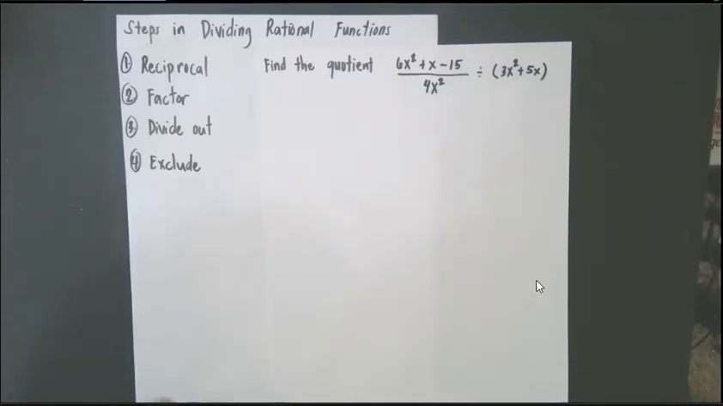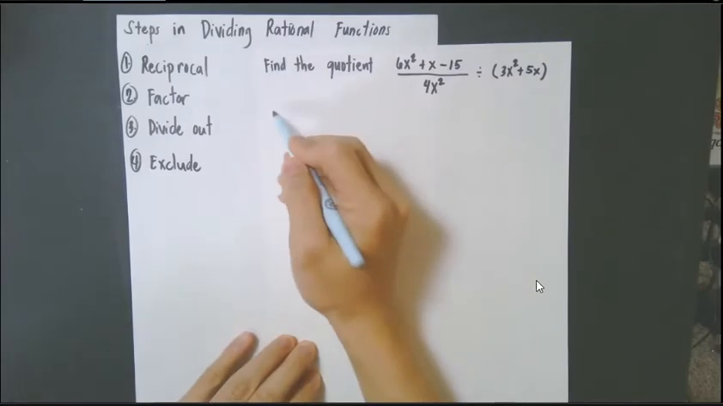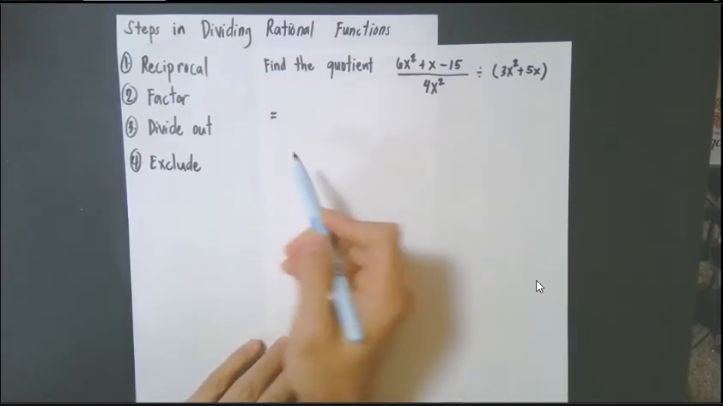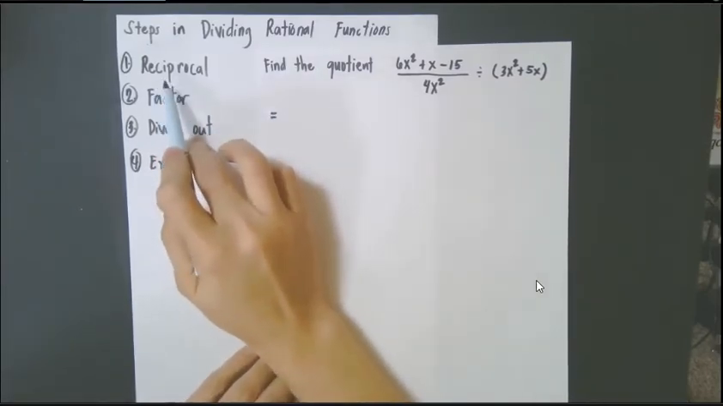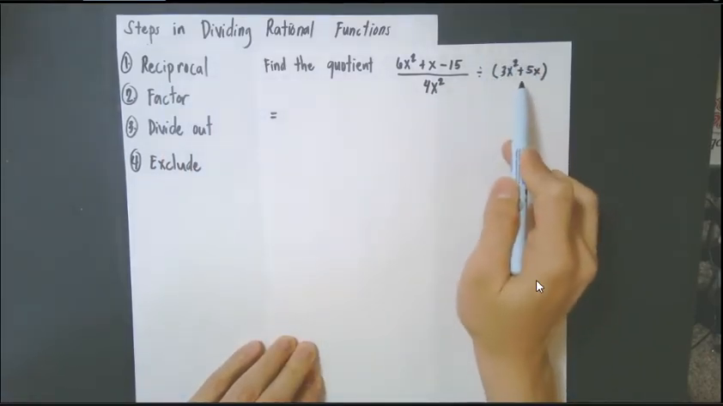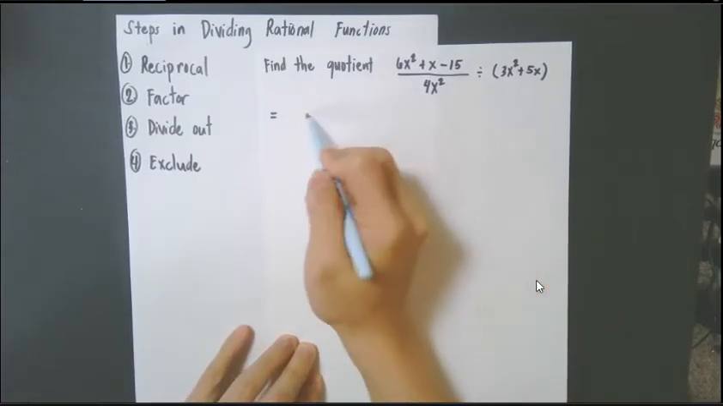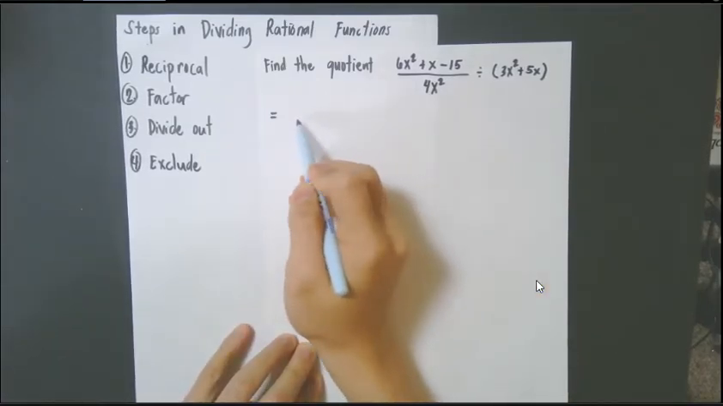Now for problem number 6, again, let's apply these steps here. So first thing we'll do is to get the reciprocal of the divisor. So that is our divisor. If you don't have a denominator, that's actually over 1. So let me copy the first rational expression over here.